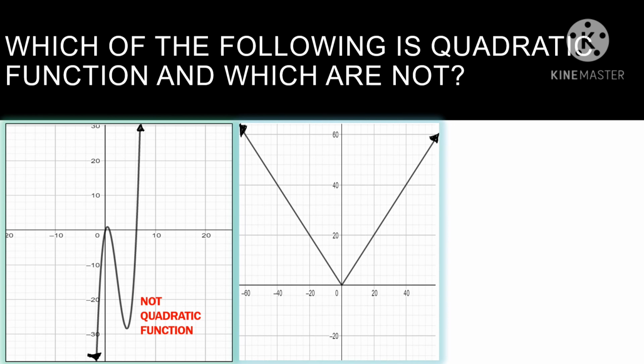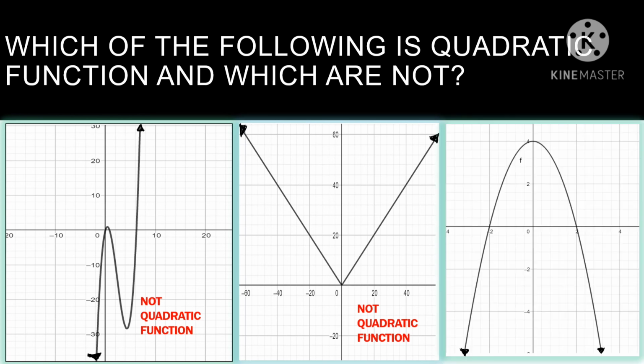How about this one? As you look at this graph, it looks like letter V. So this is not a quadratic function because it looks like letter V. So the graph of quadratic function should look like letter U, a curve. Okay, so this is not a graph of quadratic function. This is a graph of absolute function. Okay, how about this one? So this is now an example of parabola or the graph of quadratic function.